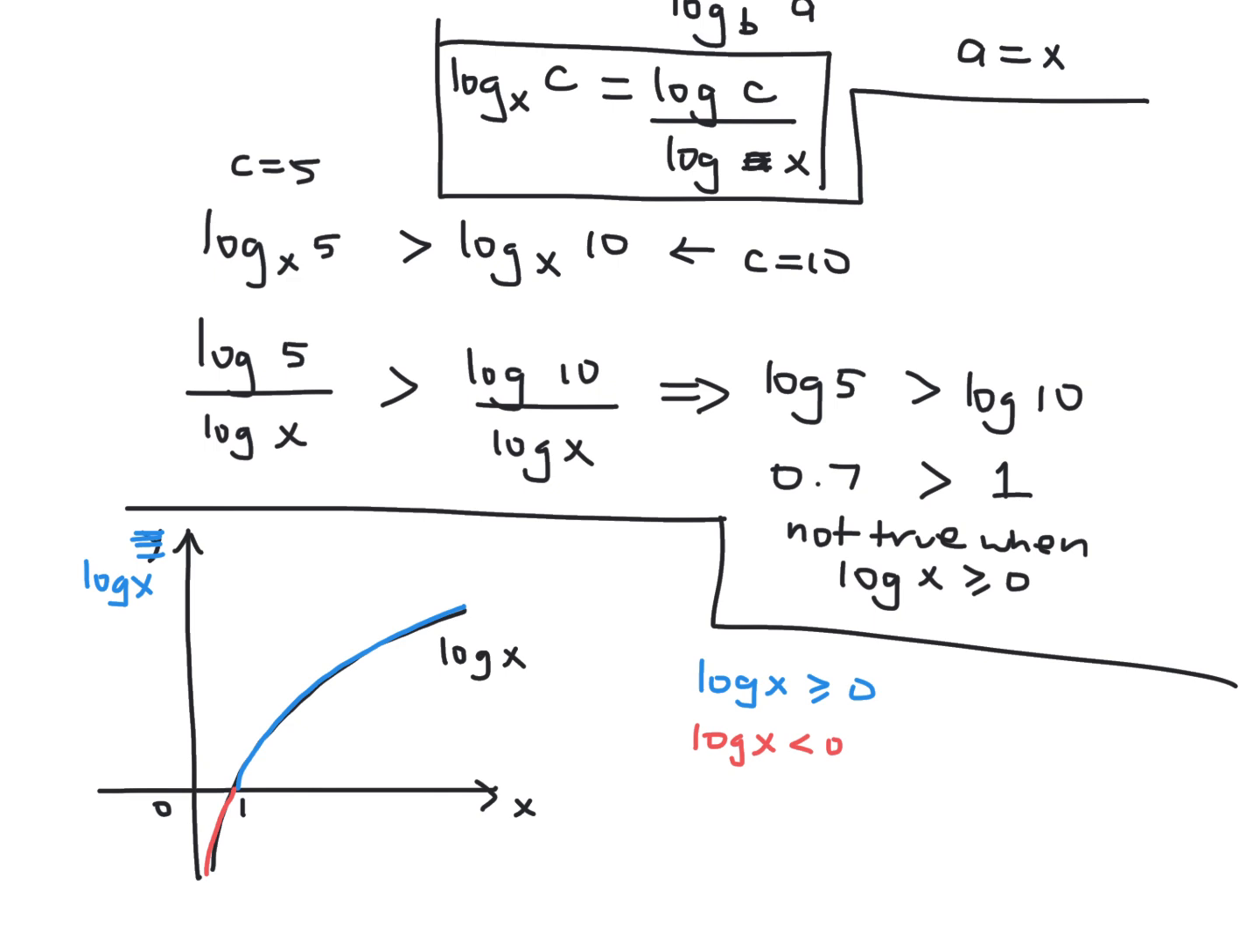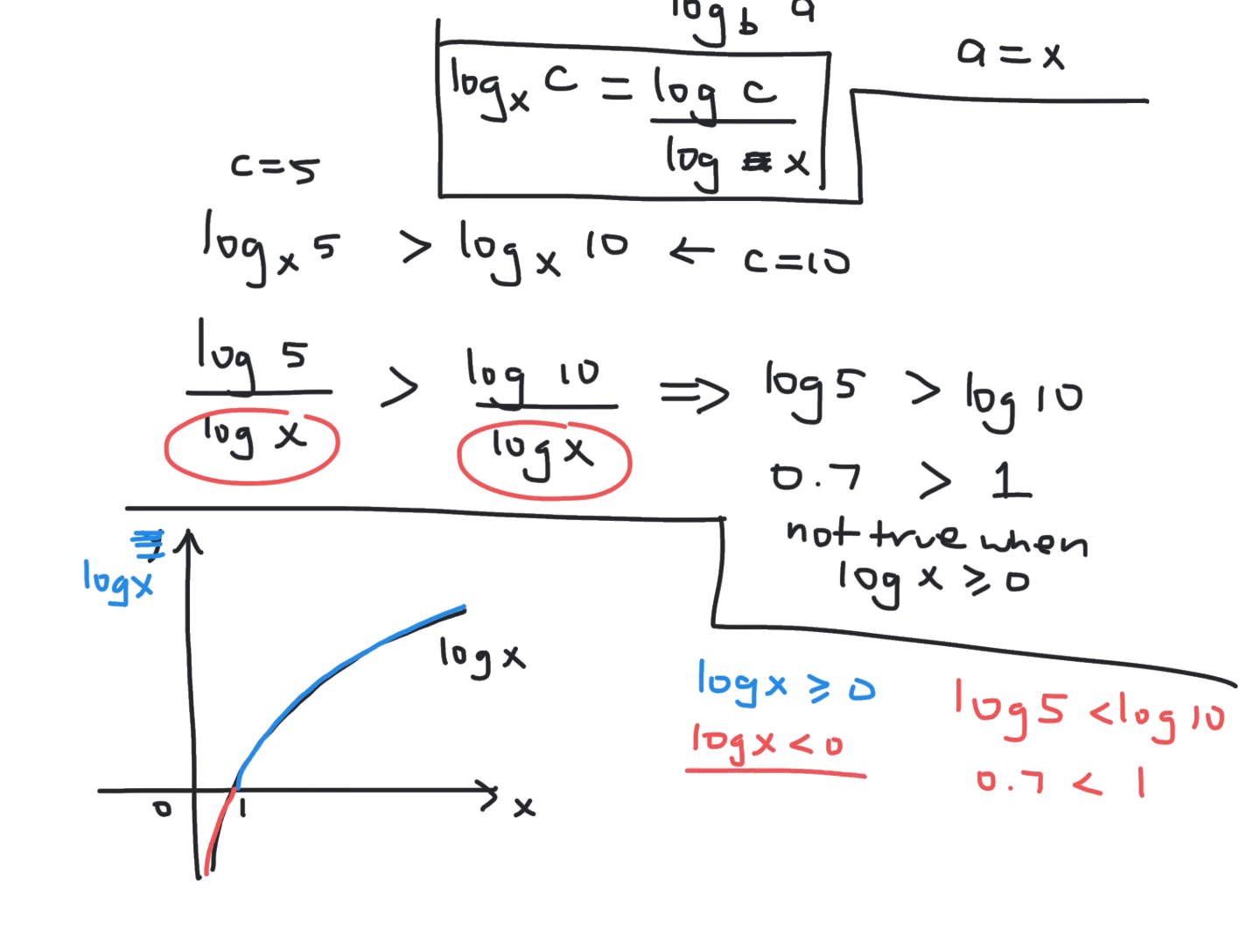So when the log of x is less than 0, that's when this holds true. This denominator would become negative, correct? And that would flip the symbol. It would become log of 5 less than the log of 10. And that's basically saying that 0.7 is less than 1. That's always true. But it's always true when that holds true, and that happens when x is between 0 and 1. So that is what they're looking for in this question.